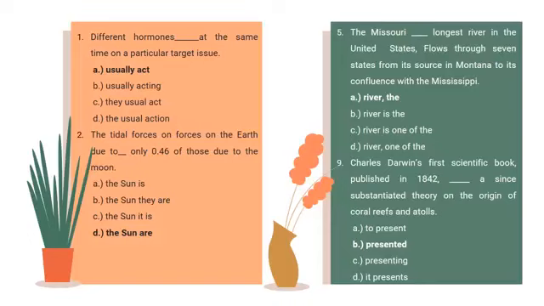And next: the Missouri blah blah blah, longest river in the United States, flows through 7 states from its source in Montana to its confluence with the Mississippi. The best answer is A, river, the. Why A? Because the sentence contains an appositive. We know that an appositive is a noun that appears before or after another noun and has the same meaning. The word the Missouri is an incomplete subject. It needs river to give the detail of the subject.